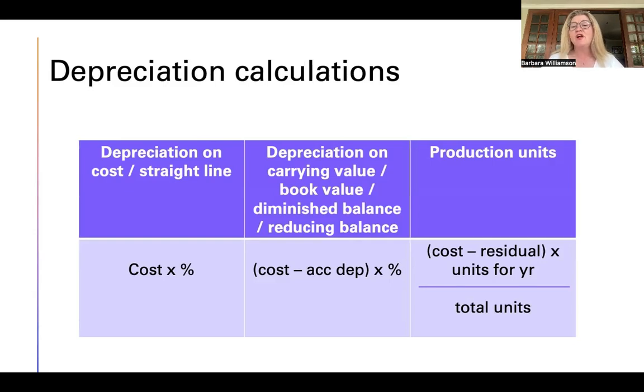If you're looking at a vehicle, you would use the number of kilometers. So you might say you expect to hold a vehicle until it reaches 100,000 kilometers, and then you're going to sell it. That would be your total units at the bottom. And then if, for example, 15,000 kilometers were driven in that particular year, that means you would multiply your depreciable amount by 15 over 100,000, and that would actually in practice be 15%. But what you're doing is you're just using the amount it has been used.